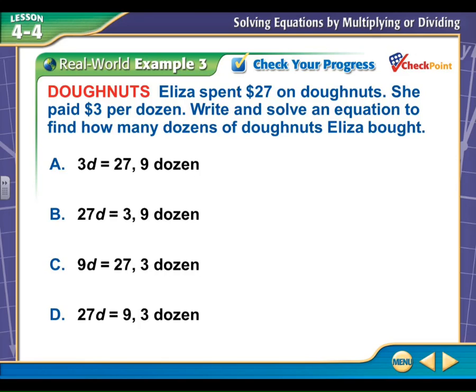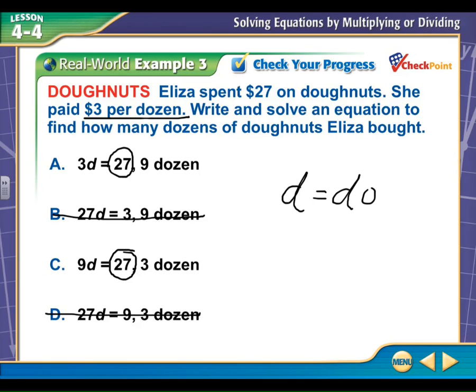Well, we know that she spent $27 total on the donuts. The only ones that have a total are A and C, so we can eliminate these. Now let's look at where she paid $3 per dozen, and we're going to let D represent the dozens, since we don't know how many there are.